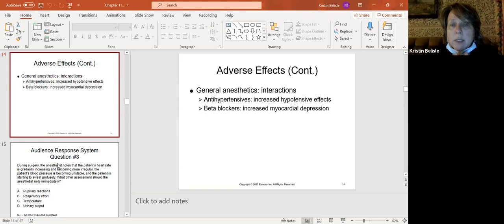Antihypertensives, we can have interactions that can make them super hypotensive because they're already going to start to be suppressed. So we don't want to give anything else. We don't want their blood pressure to go down any further. And beta blockers, and we'll learn about those soon, but beta blockers will increase myocardial depression. So you give a beta blocker, you're going to suppress the myocardial contractions even further. If the anesthesia is doing it, and then all of a sudden you give a beta blocker, we're double dosing there. And we don't want to because we can cause cardiac arrest.